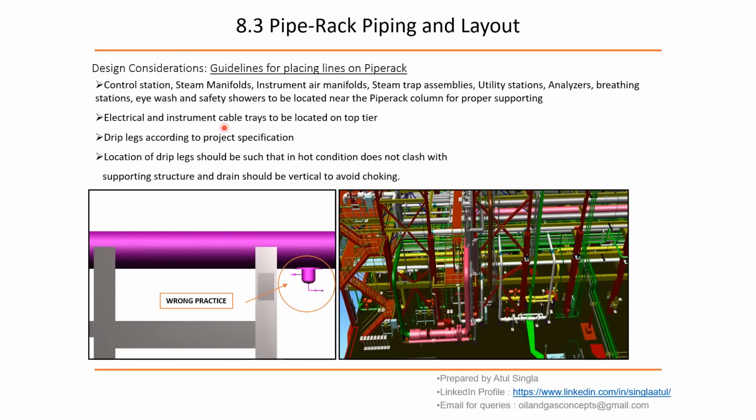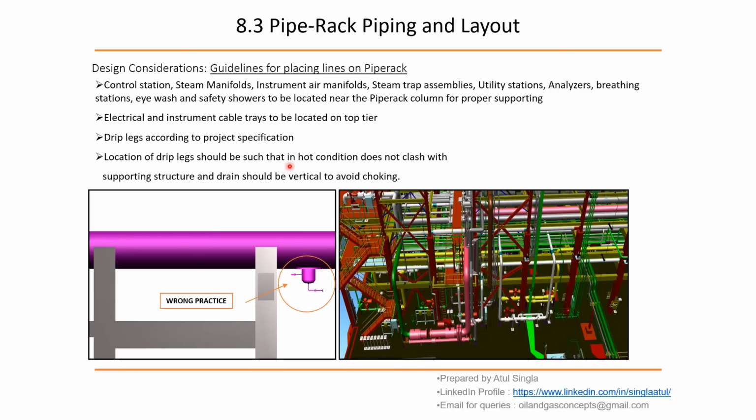Drip legs according to the project specification. We have to model these kinds of drip legs in most projects where a steam header is there. This, if you see, is a very wrong practice. Why? Because this is horizontal and very near to the column. This should be away and this should be vertical, so that there is no choking and no clashing during expansion of the line.